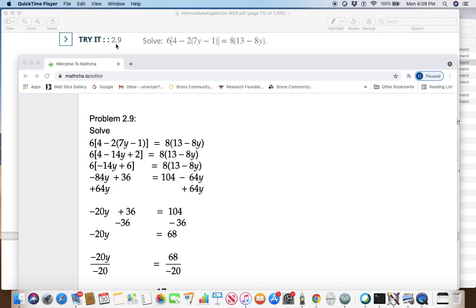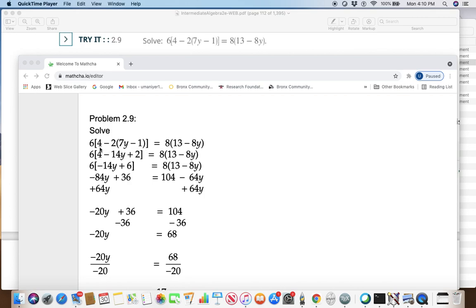Back. Now let's try problem 2.9. Solve 6 times bracket 4 minus 2, 7y minus 1 equals 8 times parenthesis 13 minus 8y. Notice you need to simplify the left, simplify the right. Look at the left hand side closely.